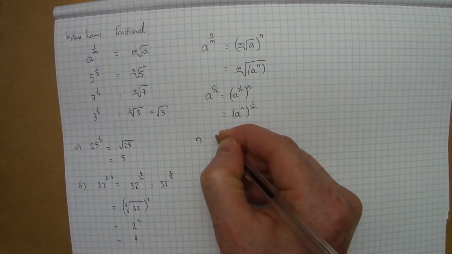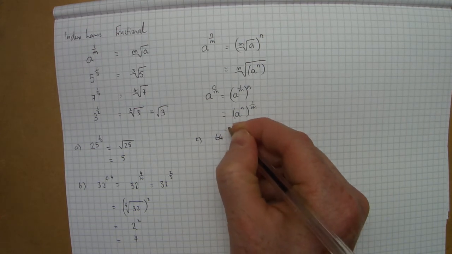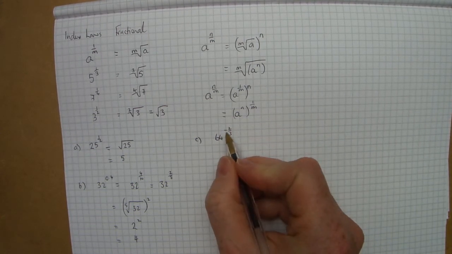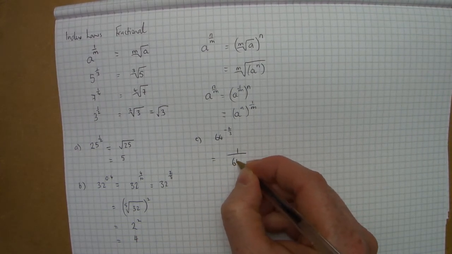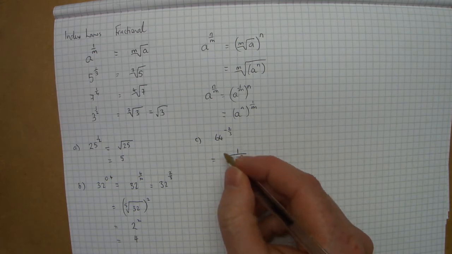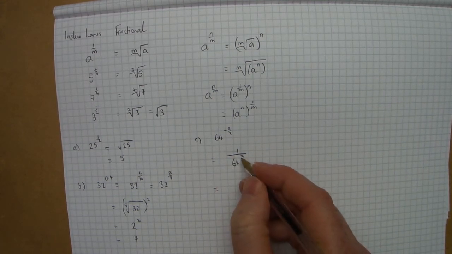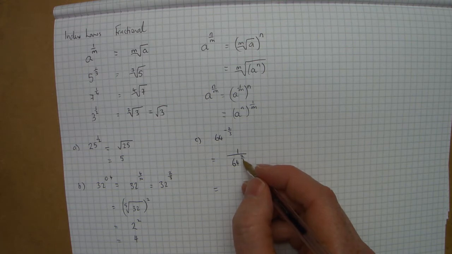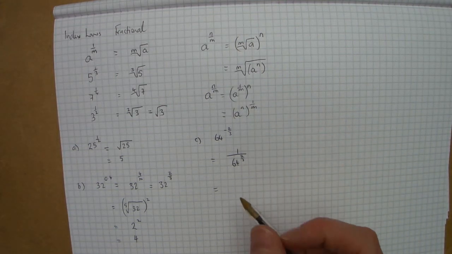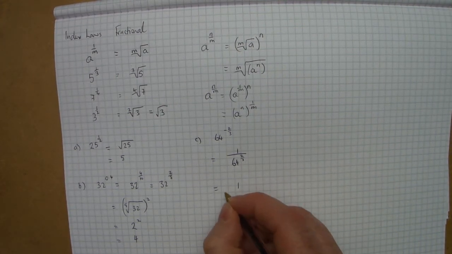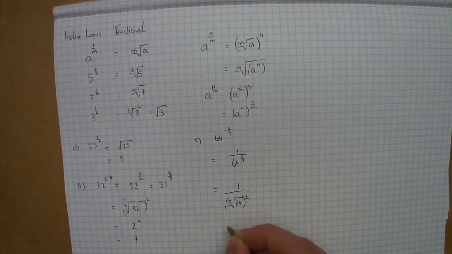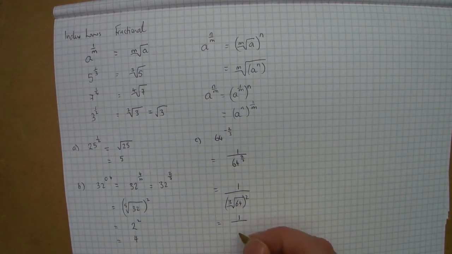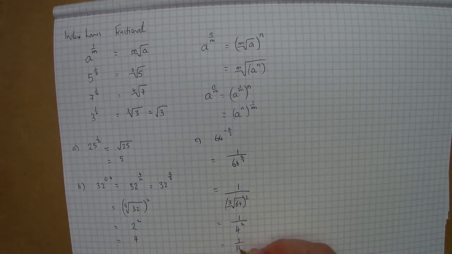Example C, we have 64 to the power of minus 2/3. Now the minus we've seen before, and that goes to 1 over 64 to the positive 2/3. So we've got a fraction here. We could then write 64 to the power of 2/3 using this previous rule, and that's going to be 1 over the cube root of 64 squared. Cube root of 64 is 4, so it's 1 over 4 squared, which is a 16th.